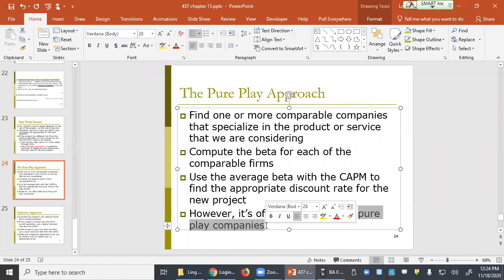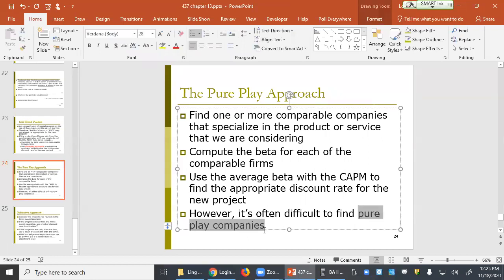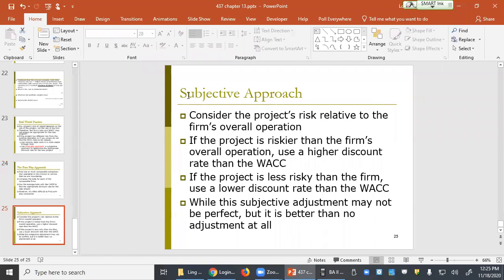So you will find that there are fewer and fewer companies that operate in only one industry. And many of them are conglomerates, they operate in multiple industries. So it's becoming more and more difficult to find companies that only operate in one industry or one product line. And that's why it is becoming more difficult to find pure play companies that only sell one product or one service. So if the pure play approach does not work, okay, it's not obtainable, then you are left with the subjective approach. So trust your instinct and your common sense.